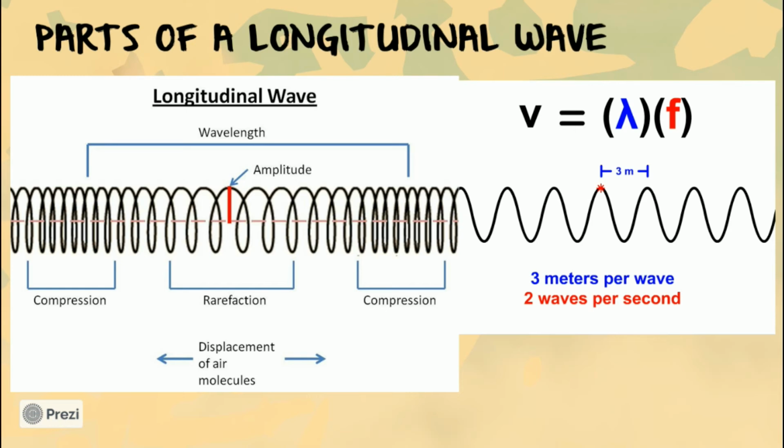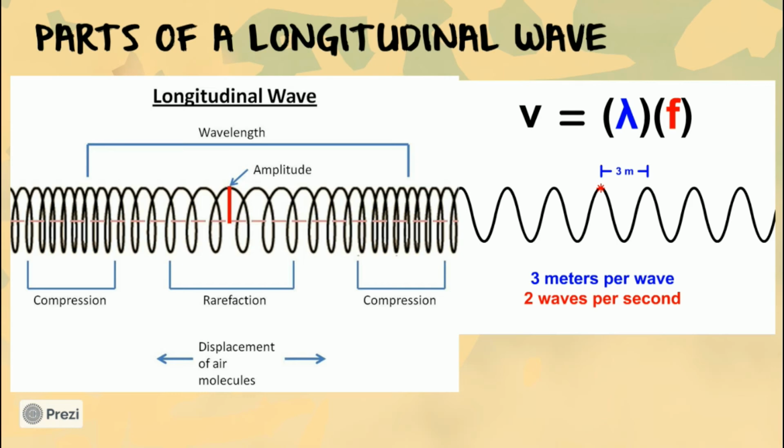As you can see in the image, the compression is the part where the waves are closer to each other. And for rarefaction, it is the part where the waves are more distant from each other. And we have also the wavelength, which is the distance from one compression to the next or from one rarefaction to the next.